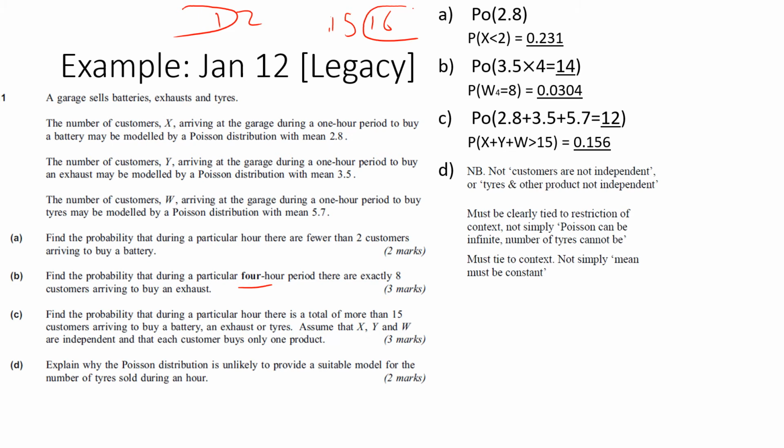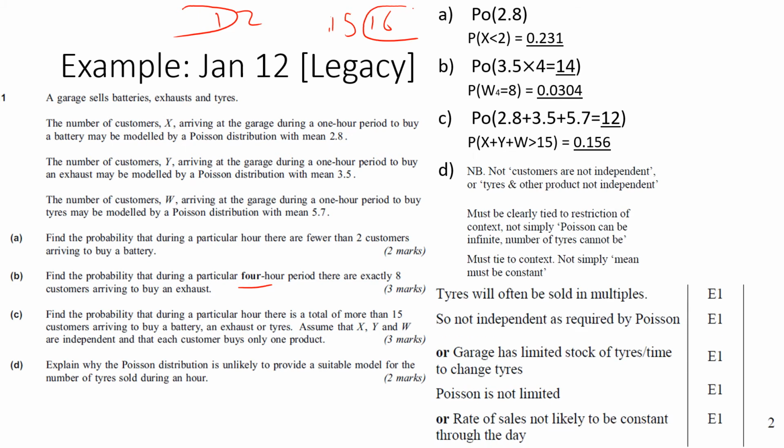Customers tend to buy tyres in more than one at a time. Tyres will be sold in multiples, so not independent. That's a requirement of Poisson. There's your 2 marks. The garage has limited stock, so not limitless. And of course, unlikely to be constant through the day, something along those lines. So me personally, I would go with the top 2 here.